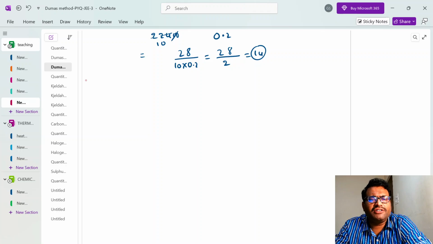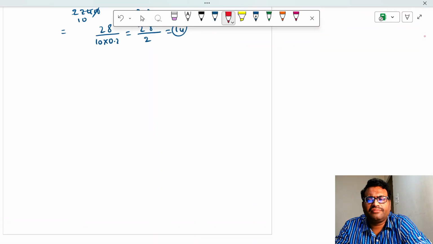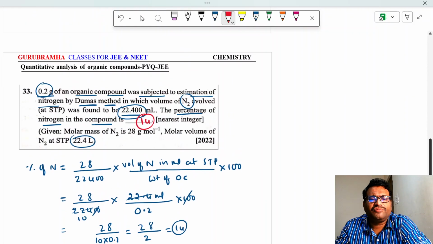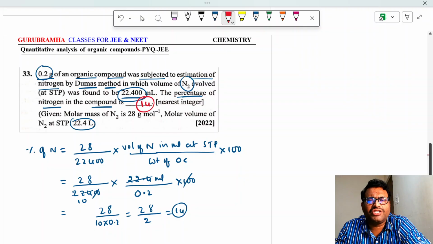So that is all with the Dumas method. These are all different model questions which were asked in JEE Main previous years. Hope you understood the concept behind the Dumas method, how to estimate nitrogen in an organic compound. It is very clearly explained microscopically, and all the PYQs are also explained. Go through each and every point, each and every problem.